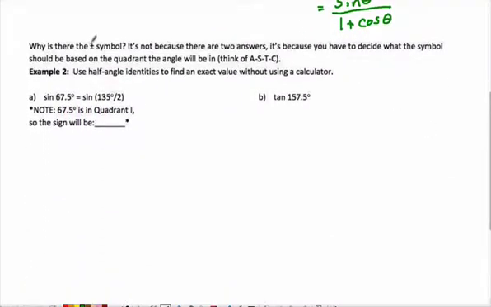Okay, so why is there the plus or minus symbol? Well, it's not because there are 2 answers, right? Sometimes that means that there's 2 answers. It's because you have to decide what the symbol should be based on the quadrant the angle will be in. Think of all students take calculus.